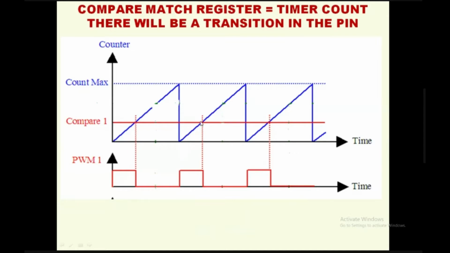Again, the timer starts from 0 up to the compare register value. Whenever the timer value matches the compare register value, it produces a transition in the pin. This is how pulse widths are produced, as you know very well.